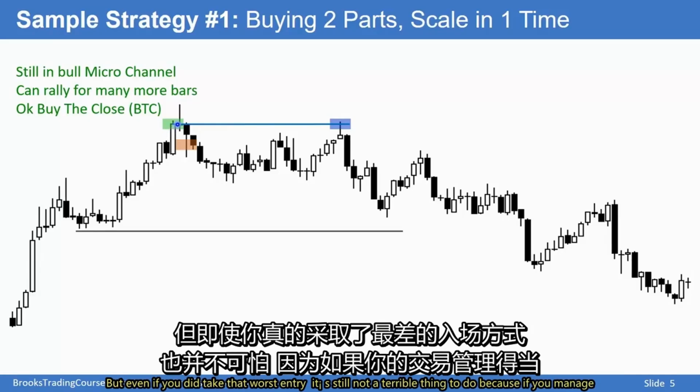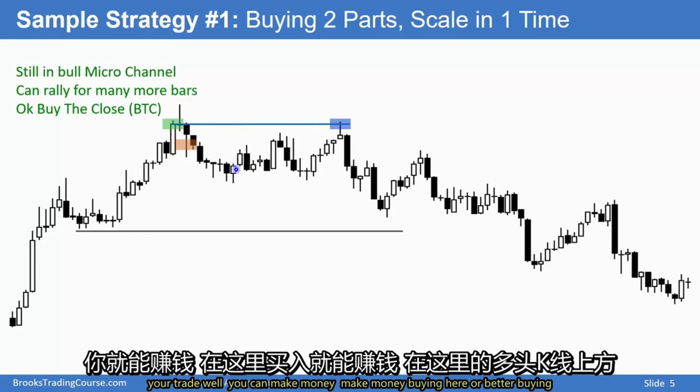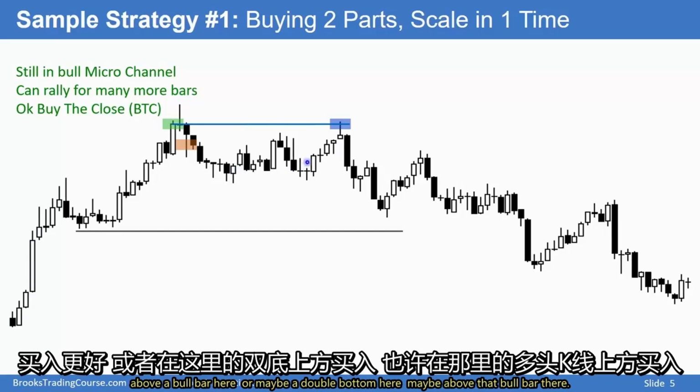But even if you did take that worst entry, it's still not a terrible thing to do. Because if you manage your trade well, you can make money. You make money buying here, or better, buying above a bull bar here, or maybe a double bottom here, maybe above that bull bar there.